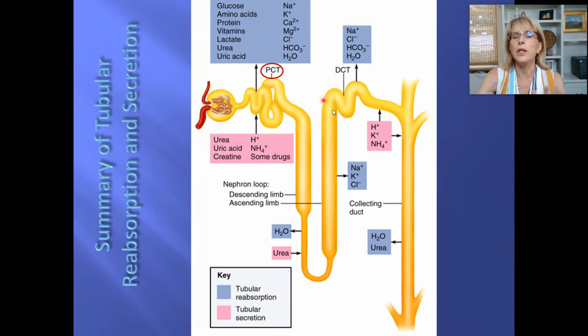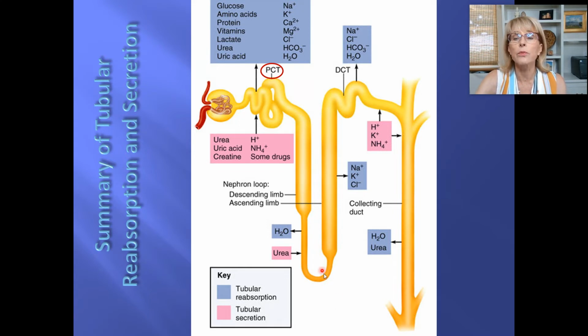Then what is going on here at the distal convoluted tubule? The distal convoluted tubule is responsible for actively reabsorbing sodium and actively secreting potassium. It's also responsible for actively secreting hydrogen ions or reabsorbing bicarbonate. So the job of the distal convoluted tubule is narrower. It really is specializing in sodium and potassium balance and in pH balance. It also reabsorbs a little bit of water, okay?